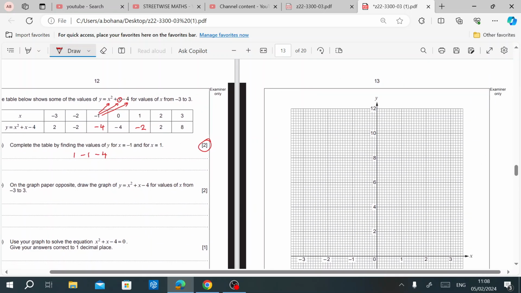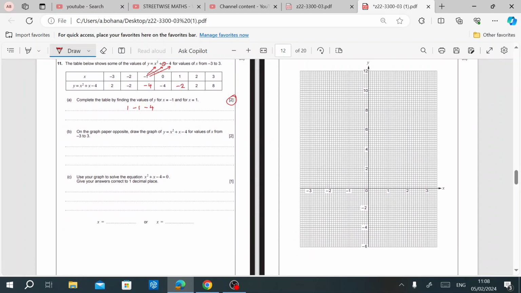Now plot them. So I'm just going to zoom that out a bit, and I'm going to plot the coordinates. Minus 3, 2. Across to minus 3, up to 2. Now because it's an x squared, you will get a curve. So minus 2, minus 2. Minus 1, minus 4, 0, minus 4, 1, minus 2, 2, 2, and then finally 3, 8. So freehand, don't use a ruler please, just freehand do that there. And there you go.